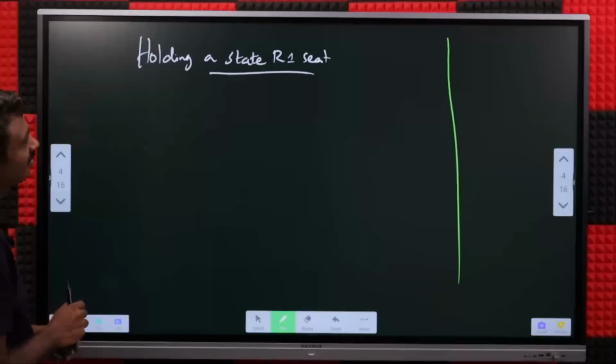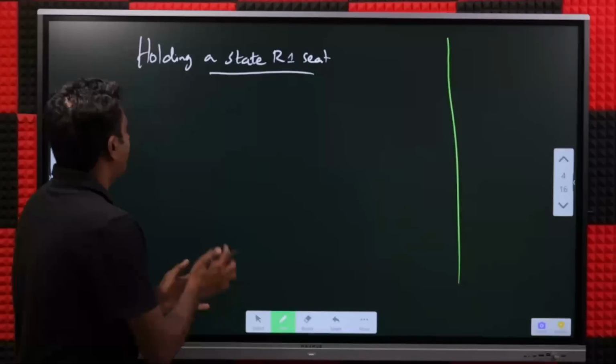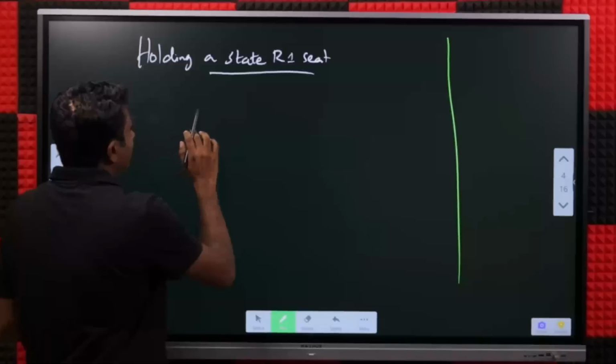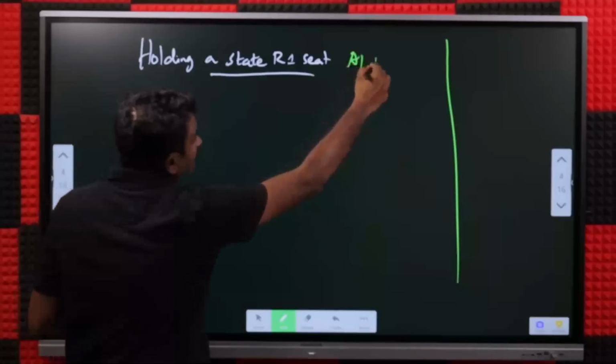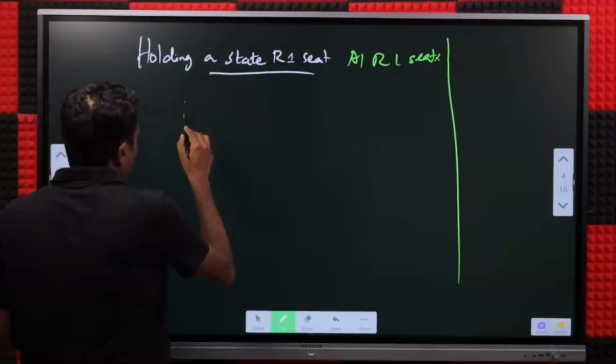Next is holding a state R1 seat. This is not a very tricky scenario at all. This is a very simple scenario. Holding a state R1 seat obviously means you are not holding an All India Round 1 seat. That is how it should be. You can't hold 2 seats at a time. So you are going in without an All India Round 1 seat.